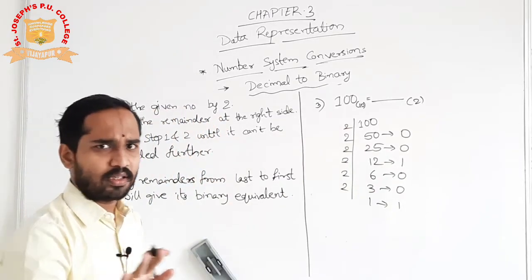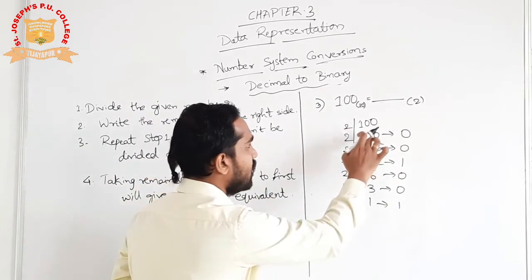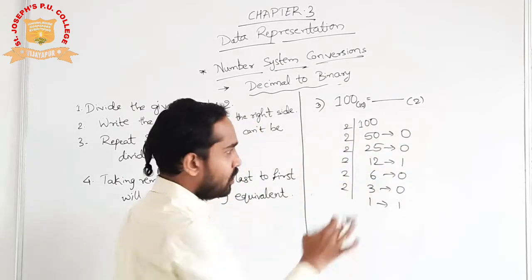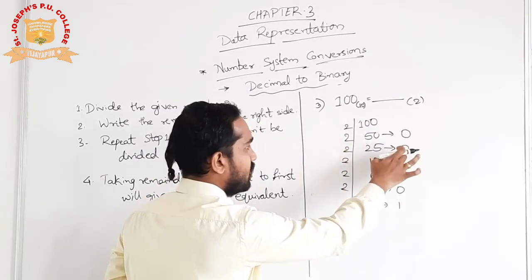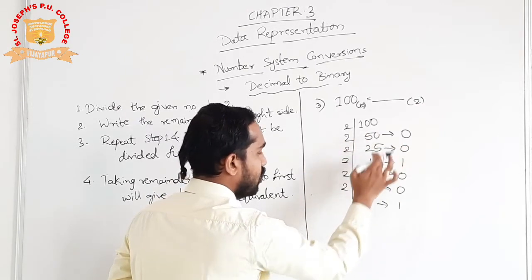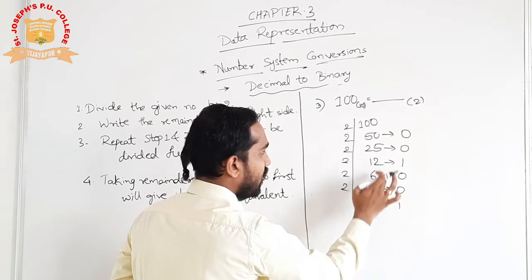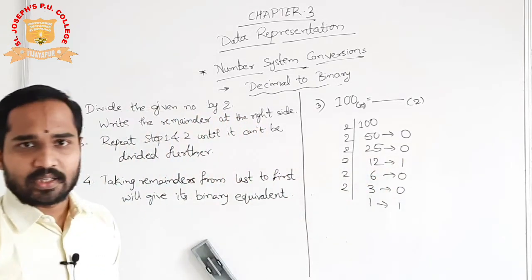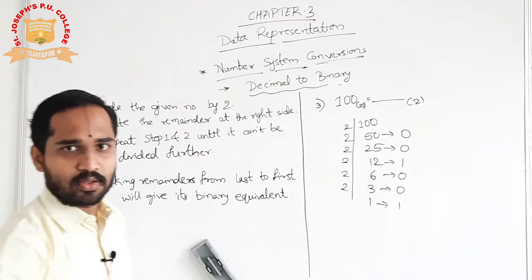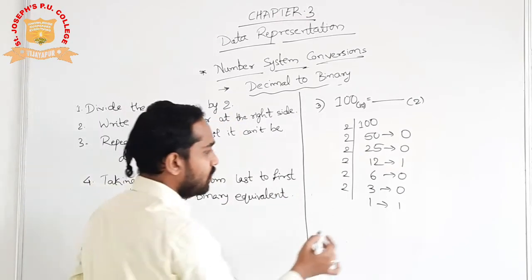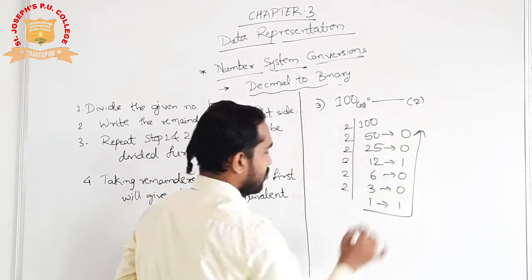This is a simple thing. Have you understood this? If it is an even number, the remainder will be 0. See again, even number, remainder is 0. If it is an odd number, see here, 25 is odd, 3 is odd. For such numbers, you will get 1 as the remainder. That you have to understand. Now, compile all the remainders and write the answer. It will be like this, isn't it?